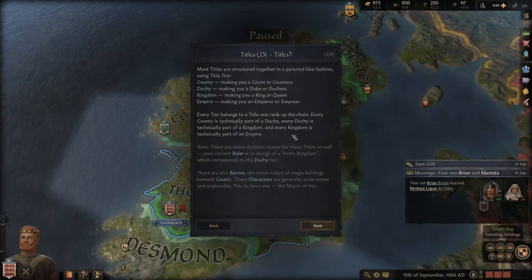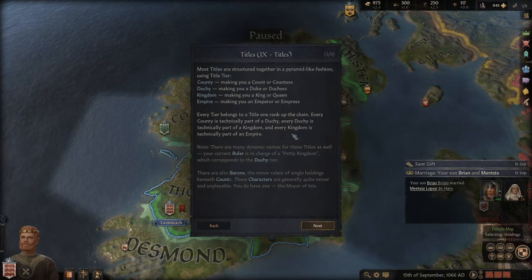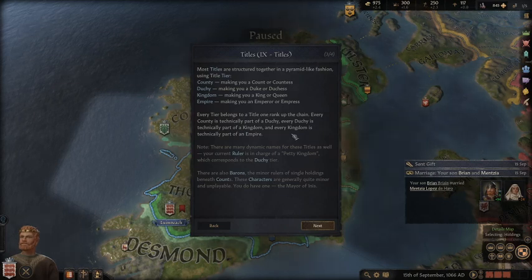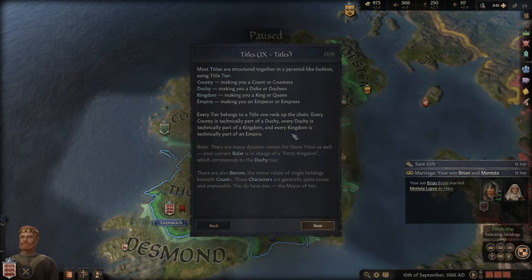Most houses are structured together in a pyramid-like fashion using title tiers: the county, the duchy, the kingdom, the empire. Every tier belongs to a title one rank up the chain. Every county is technically part of a duchy, every duchy is technically part of a kingdom, and every kingdom is technically part of an empire. Note, there are many dynastic names in these titles as well.